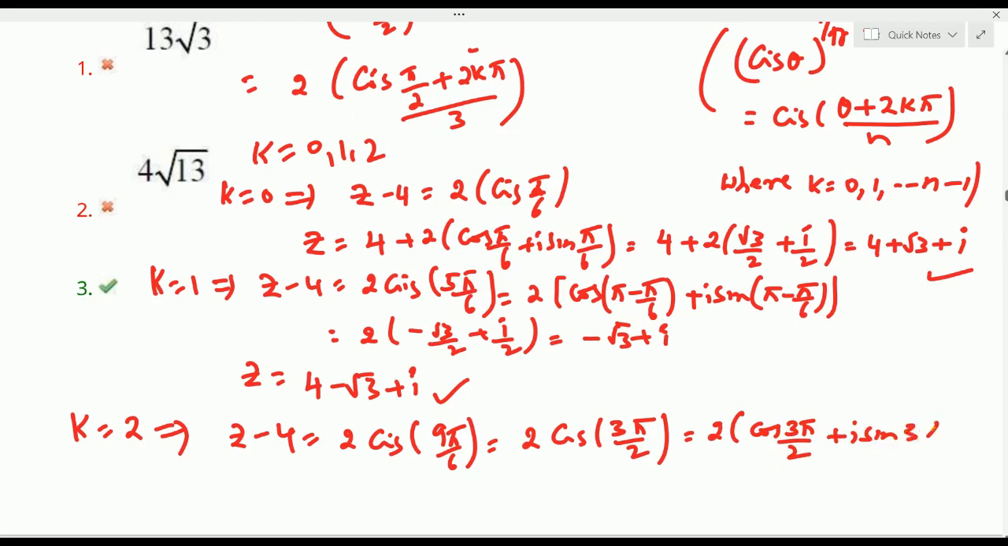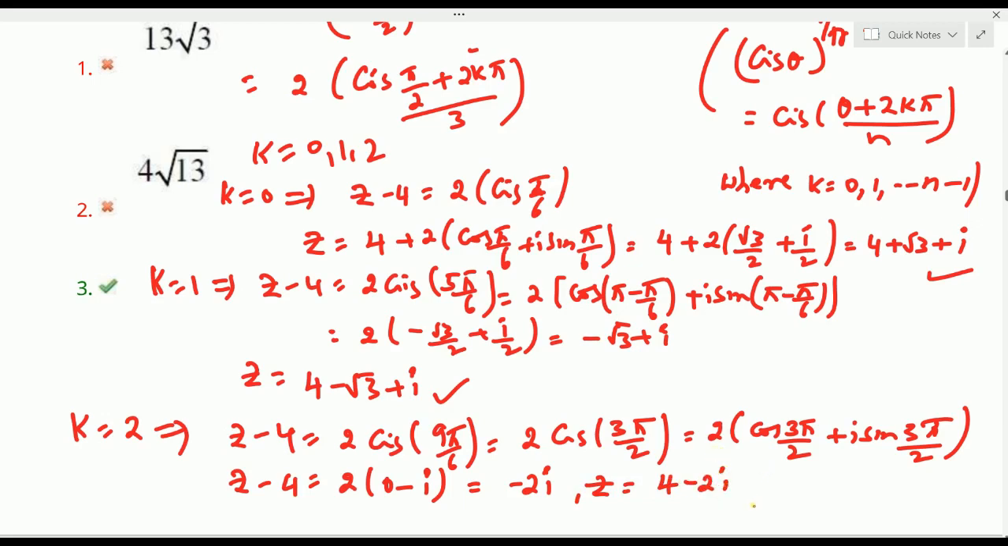For this you should know the trigonometry values. cos 3 pi by 2 value is 0, sin 3 pi by 2 value is minus 1. So z minus 4 becomes 2 with 0 minus i, that is minus i. Multiplying by 2 gives minus 2i. z minus 4 is what we need, so z is equal to 4 minus 2i.